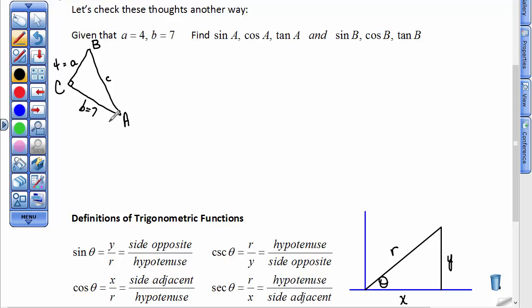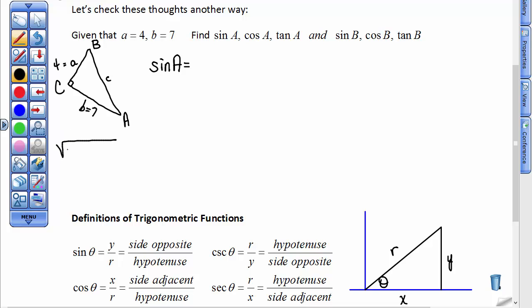I laid this out kind of funny, so you'd have to turn your head upside down to write the definitions for sine, cosine, and tangent for angles A and B. So let's go ahead and write the definitions. The sine of angle A is defined as the side opposite it, which is this 4, over the hypotenuse. Oh, wait a minute. I don't know what the hypotenuse is. So let's figure that out. Legs of 4 and 7. So put it into your calculator, into your program.